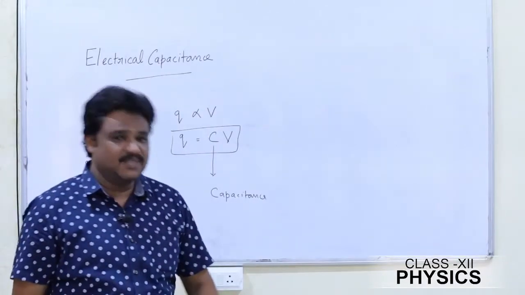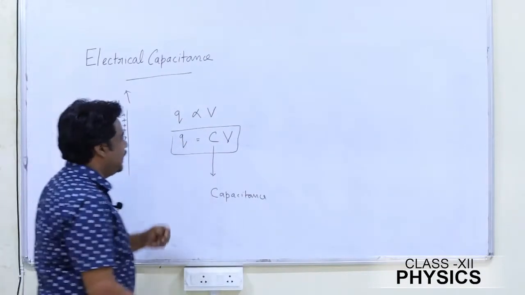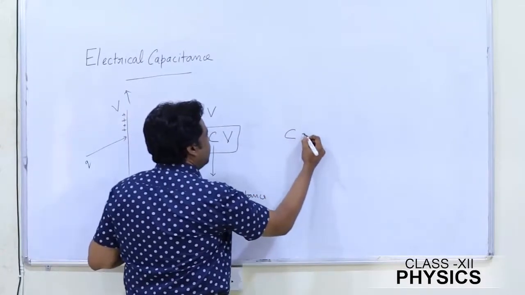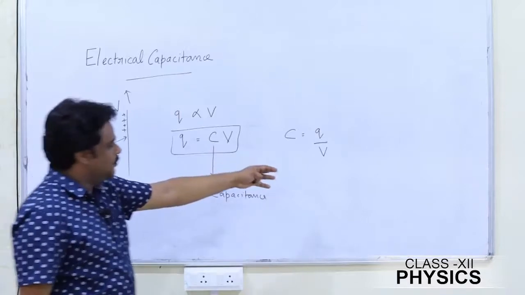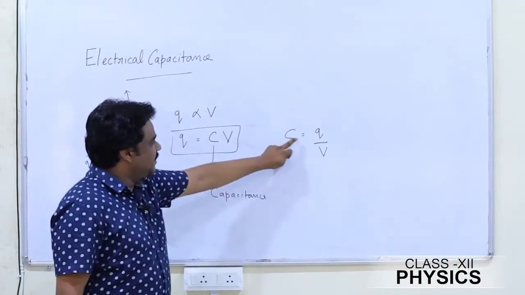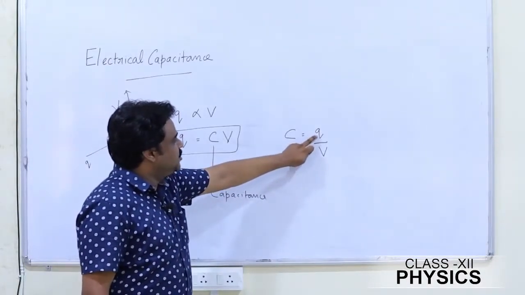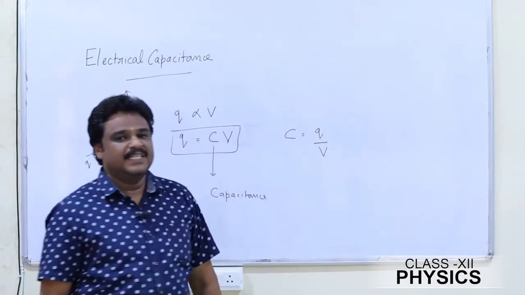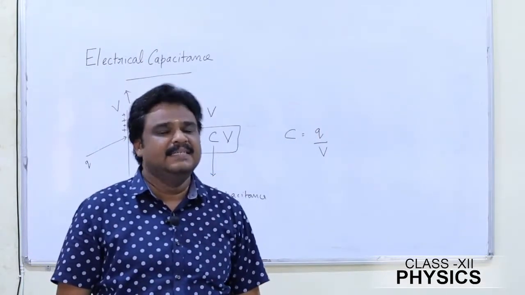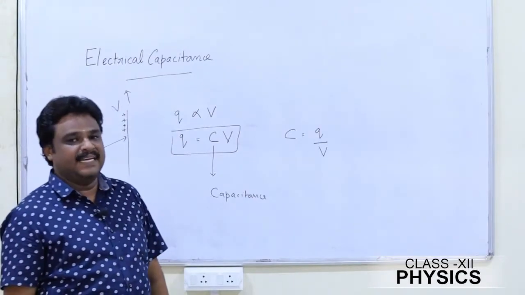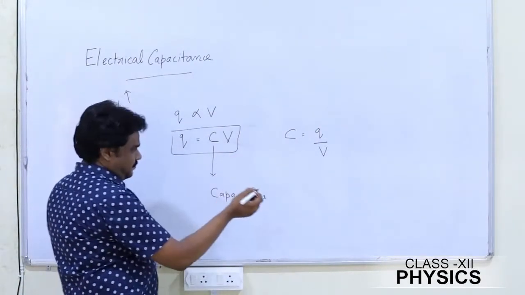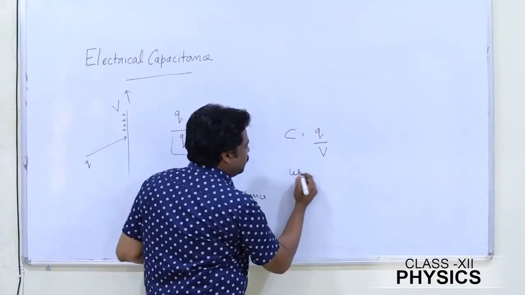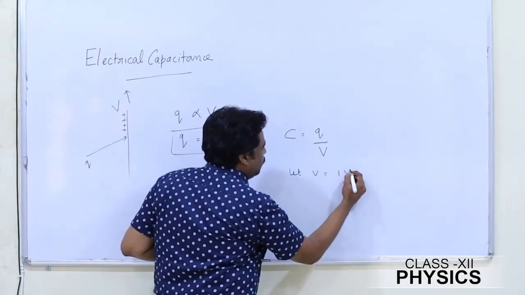Now we are going to define the capacitance. In two ways we can define it. Just by shifting, C can be written as Q by V. So the electrical capacitance of a conductor is the ratio of charge on it to its potential. It is one way of defining the electrical capacitance. One more way: let V is equal to 1 volt.